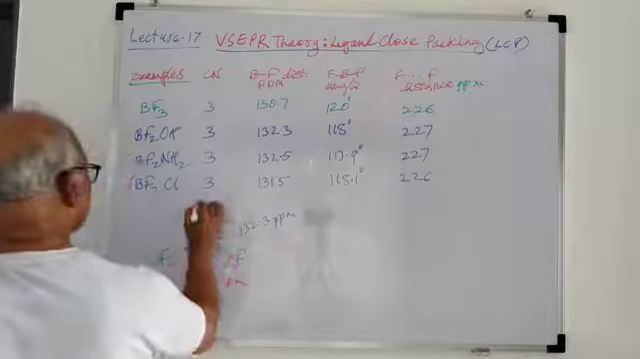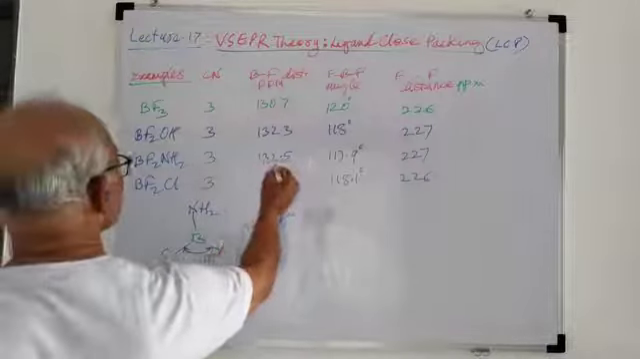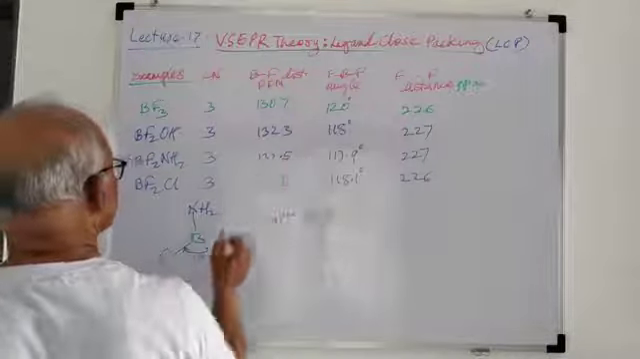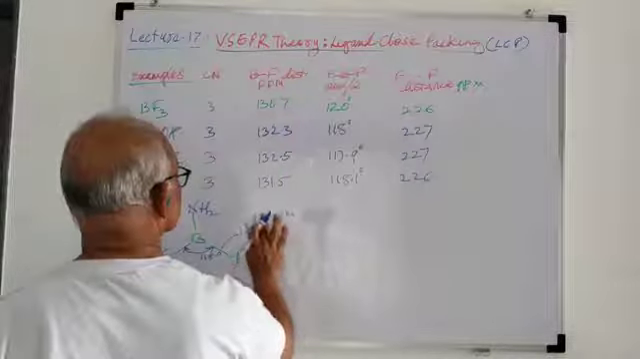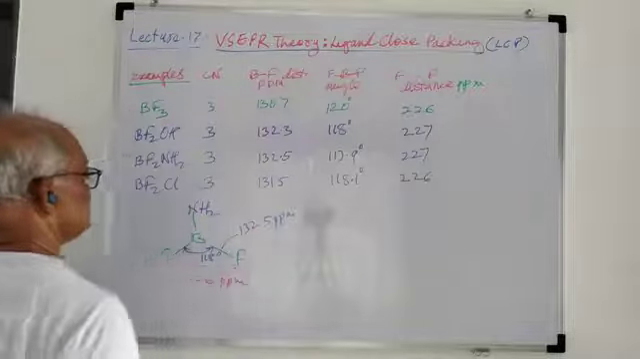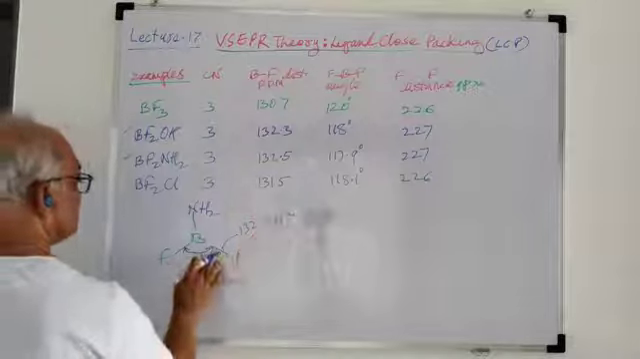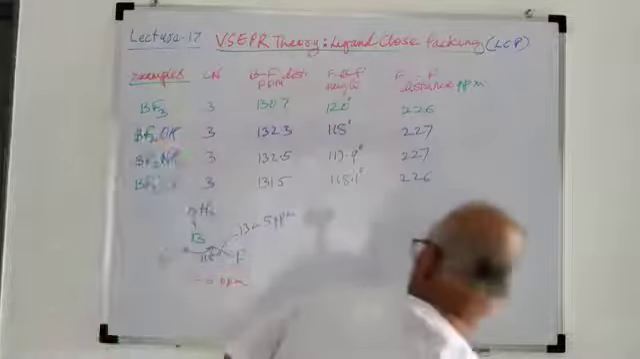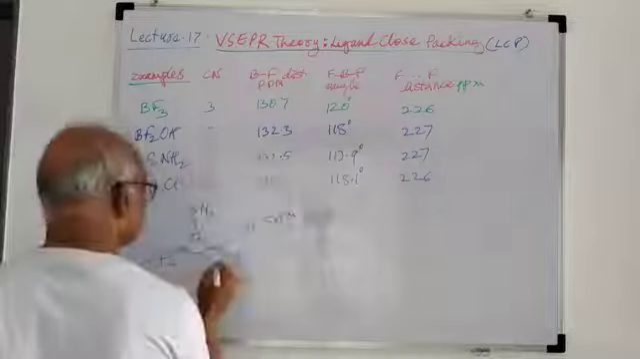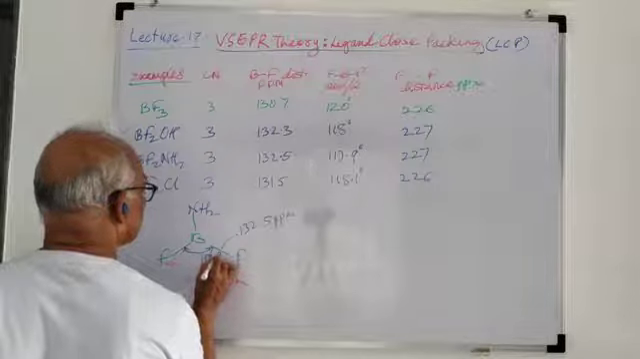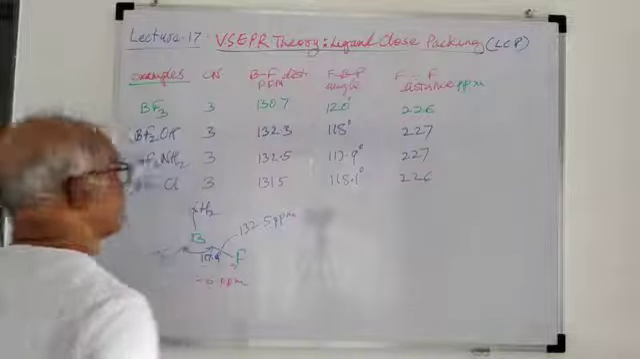We will take here NH2. So here the BF distance is 132.5. It is slightly more. And the bond angle is nearly the same, 117.9. So there is no more change, only a slight change, 107.9 degrees. And the FF distance is also the same.